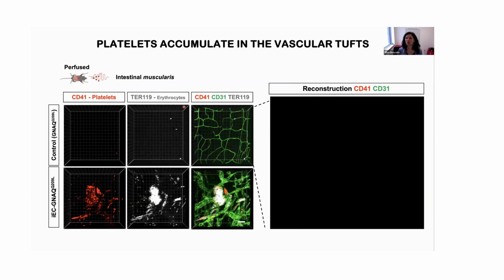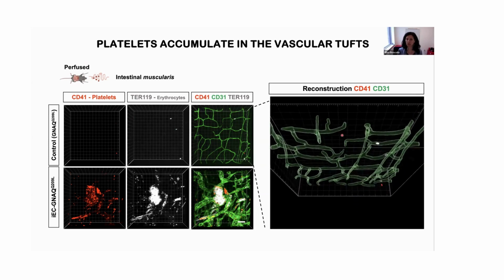And then we also wanted to really document, are the platelets really accumulating in these malformed vessels? And is it because of this that we have fewer platelets in the peripheral circulation? To do that, first we perfused the mice. So we infused them with saline solution to wash away all the blood from the blood vessels. And we stained for a whole mount, the intestinal muscularis, for CD41 to label platelets, TER119 to label erythrocytes, and in green for CD31 to highlight the blood vessels.